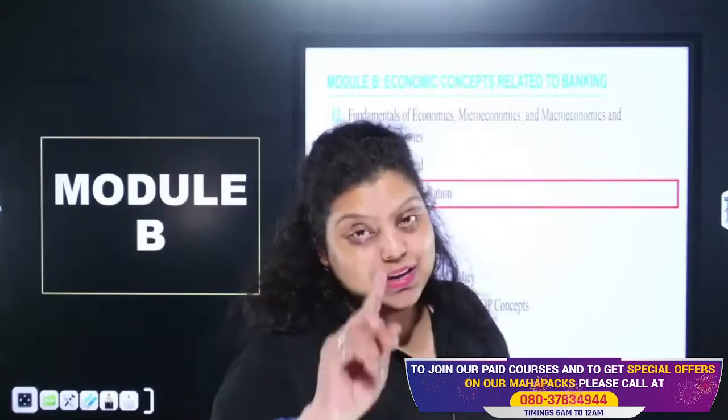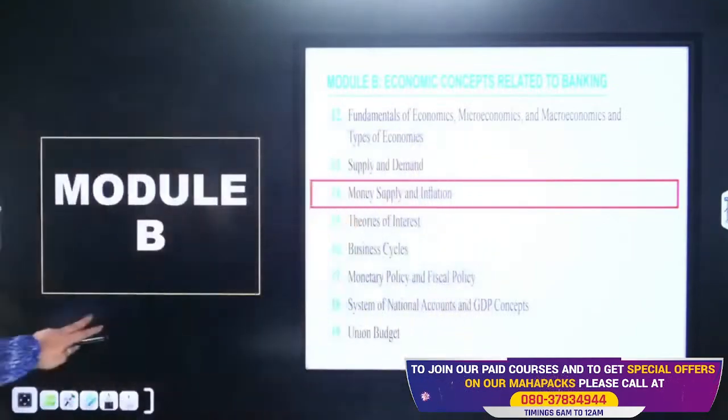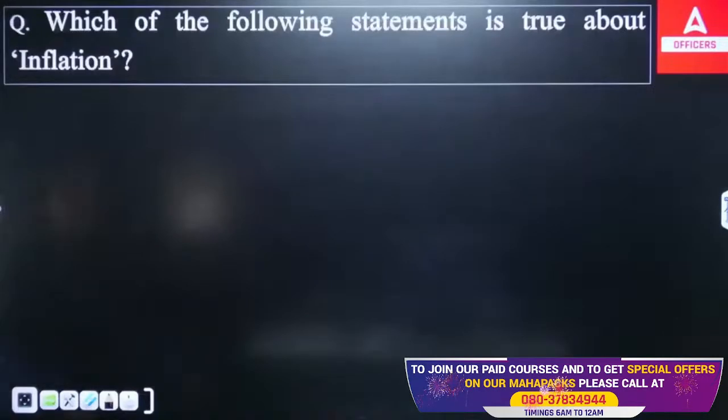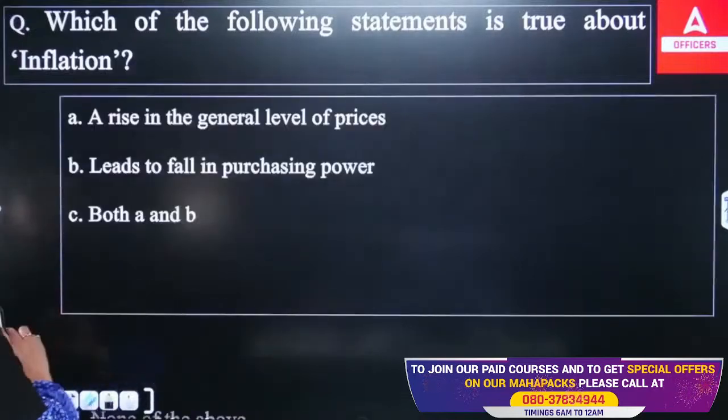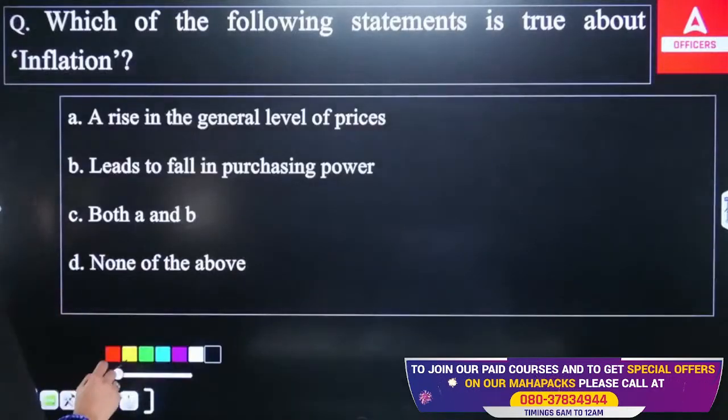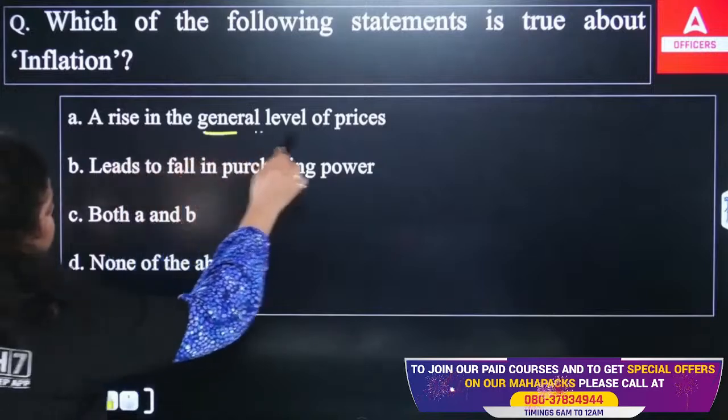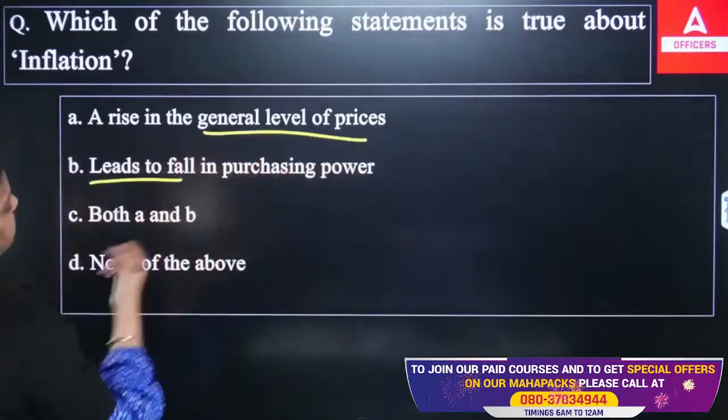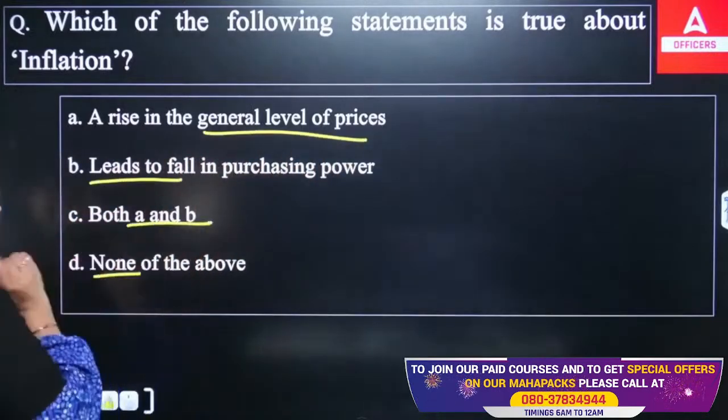Okay, so do count how many answers you are giving correct. First question here is: which of the following statements is true about inflation? We have these 4 options in front of you. First, a rise in the general level of prices leads to a fall in the purchasing power. Second, both A and B, none of the above.